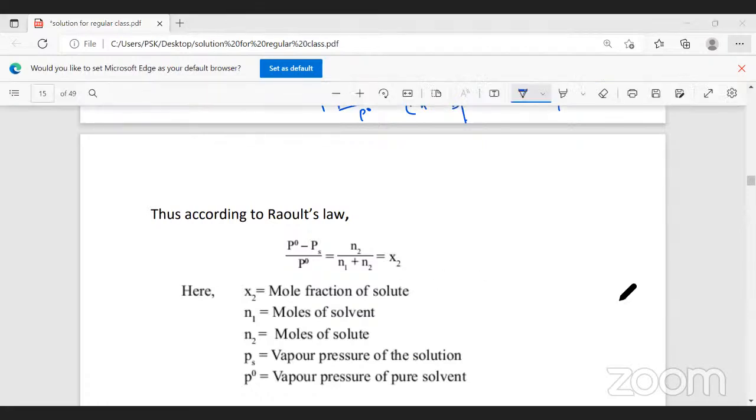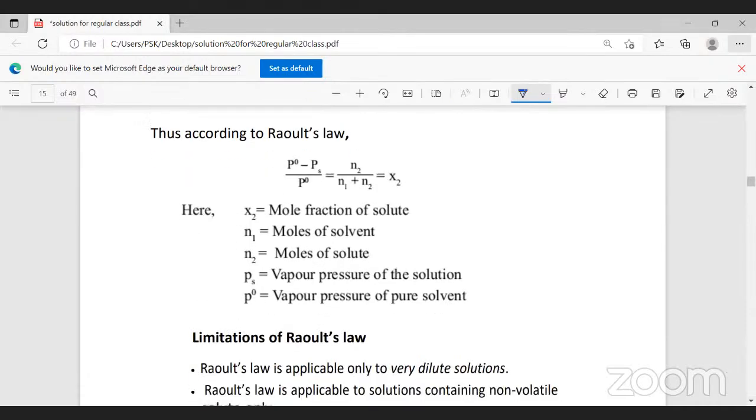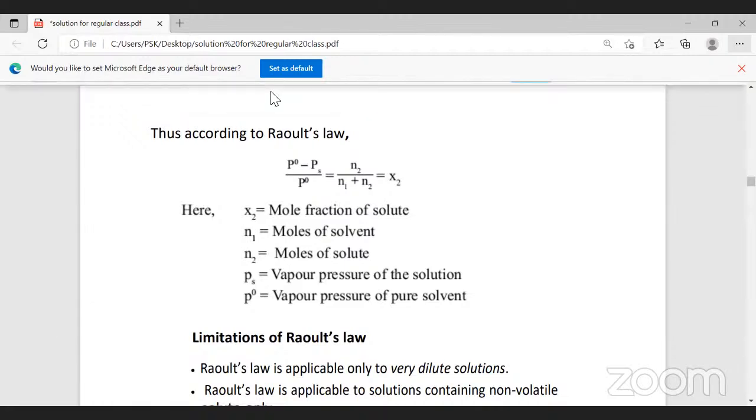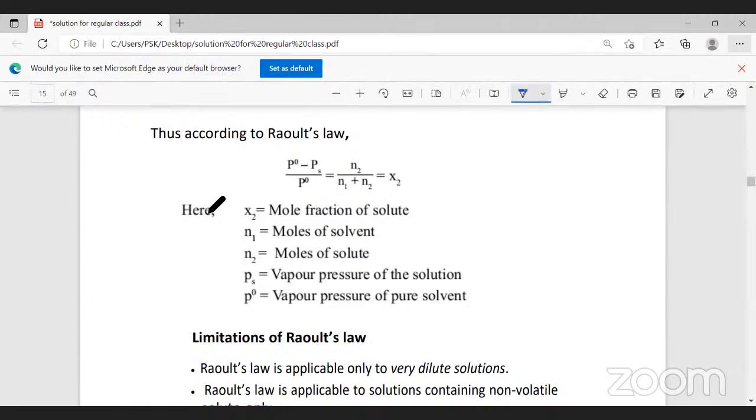Now see the mathematical representation I've given you. The derivation we can do, but it's not worth doing because nobody will ask you the derivation in the exam, nor in the competitive exam. See, relative lowering of vapor pressure, according to Raoult's law, P naught is the vapor pressure of pure solvent. They have given PS here. They are represented as PS. PS stands for vapor pressure of its solution, and P naught is the vapor pressure of solvent. This is nothing but relative lowering of vapor pressure.